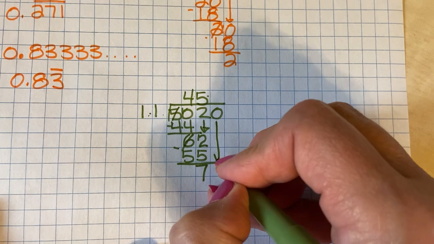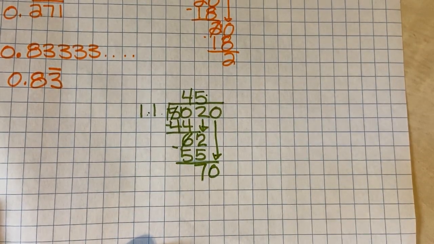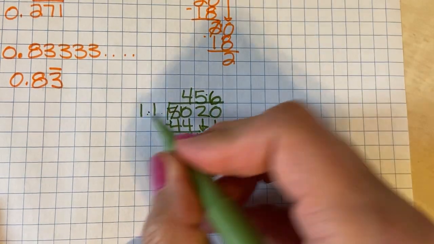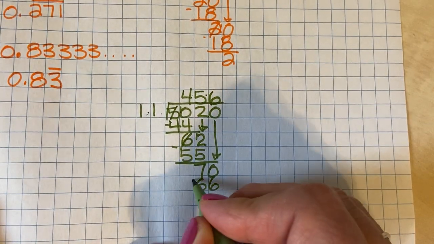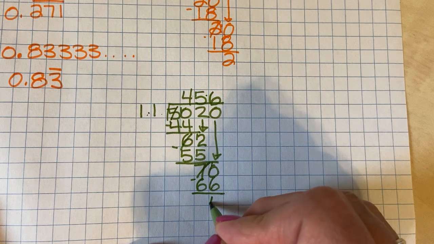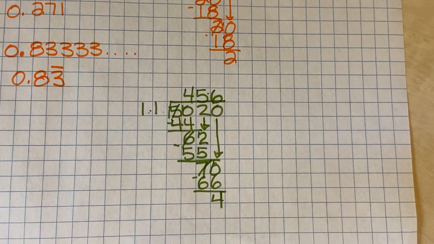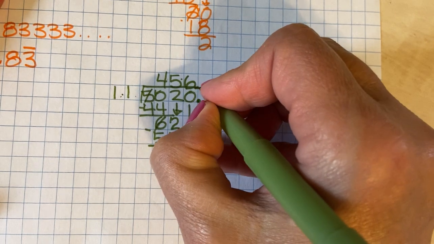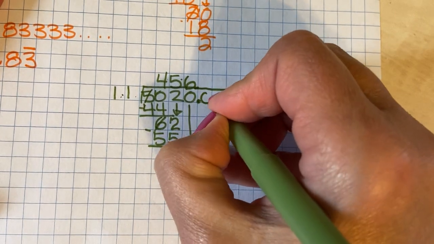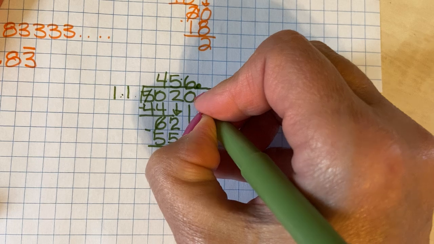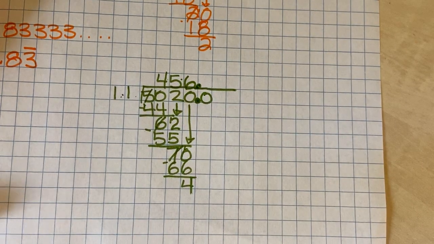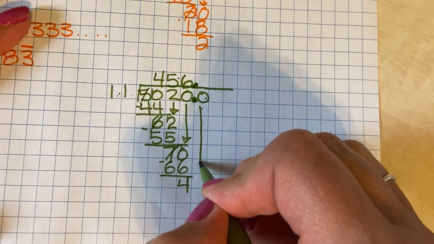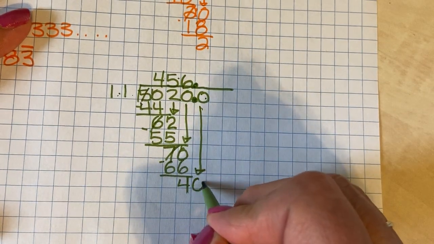I still have a number to bring down. How many 11s would go into 70? Well, that's going to be a 6, because 6 times 11 is 66. And I get 4 left over. Now I have a remainder, which I can't have. So we're going to annex a 0. I'm going to make my line a little longer, though. Remember, when you annex a 0, you put the decimal here automatically. Okay, and then your 0 only goes after your dividend. We're going to bring that down.